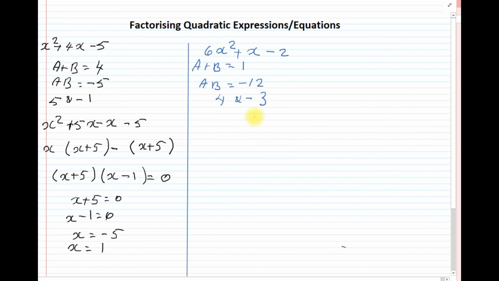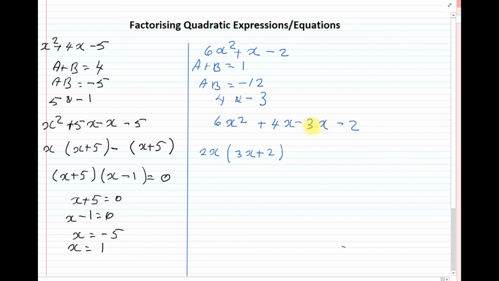So we'll write our quadratic as 6x squared. We will use the a and b here. We'll write plus 4x minus 3x and then minus 2. And then I can look at the first two terms. I can get a factor of 2 out of the 6 and 4 and x. So I have a factor of 2x here, and that will be multiplied by 3x plus 2.